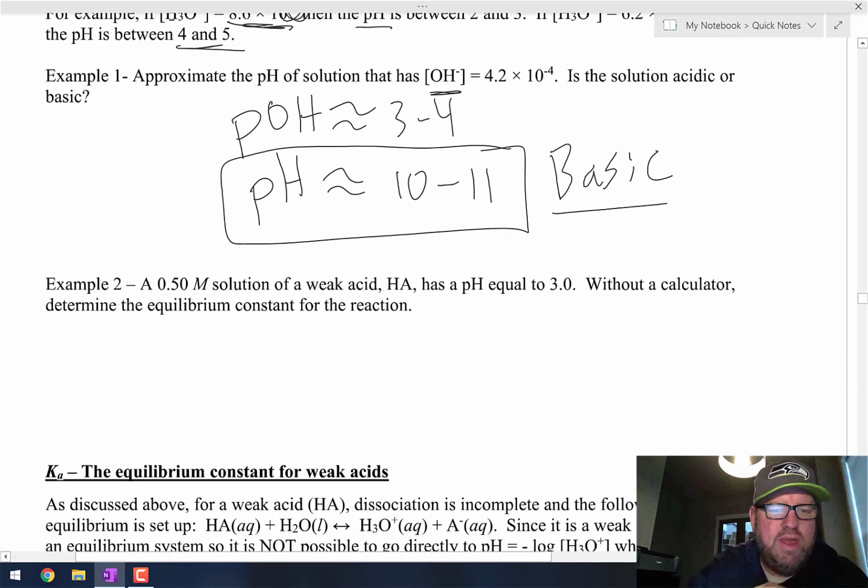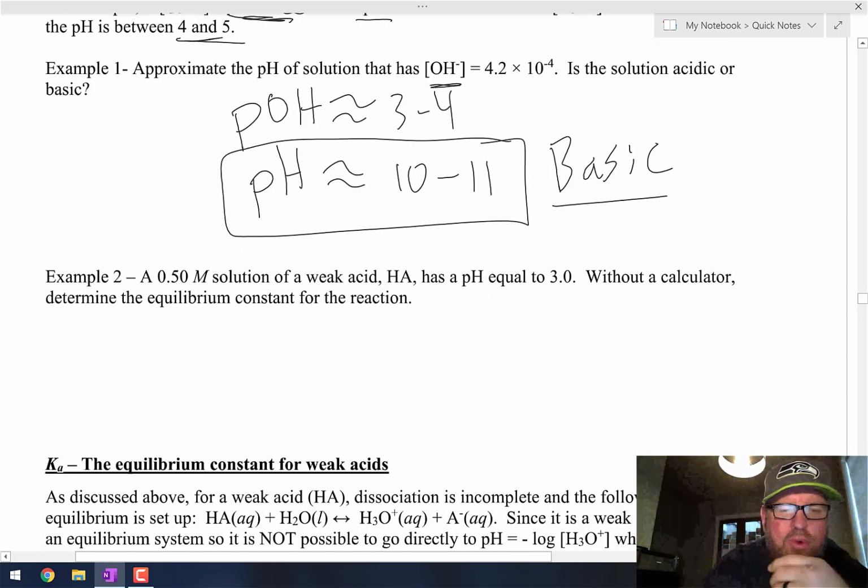One more example, then we'll stop. A 0.50 molar solution of a weak acid, HA, has a pH of 3. Without a calculator, determine the equilibrium constant. Ugh, gross, without a calculator.